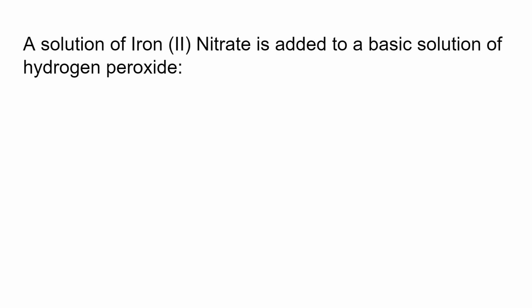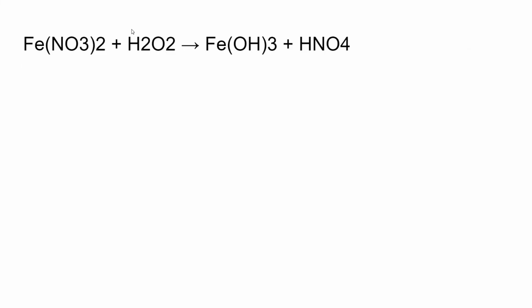So, I've taken the liberty of skipping a couple of parts for this, because it is essentially the same as the previous question. Obviously, we're going to have two separate things, like two different compounds mixing together. And so you're gonna have to check the chart for that. So iron 2 nitrate is an oxidizing agent, and hydrogen peroxide is a reducing agent. So when we write that out, we get this.